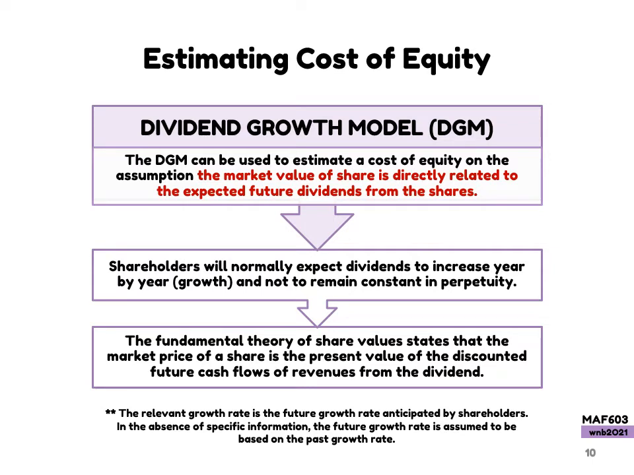But how do we determine them? We're going to estimate the cost of equity using two models. The first one is the dividend growth model, DGM. This model estimates the cost of equity on the assumption that the market value of a share is directly related to the expected future dividends from the share. So the assumption behind this model is that shareholders will expect dividends to increase year by year, which is the growth, and not to remain constant in perpetuity.